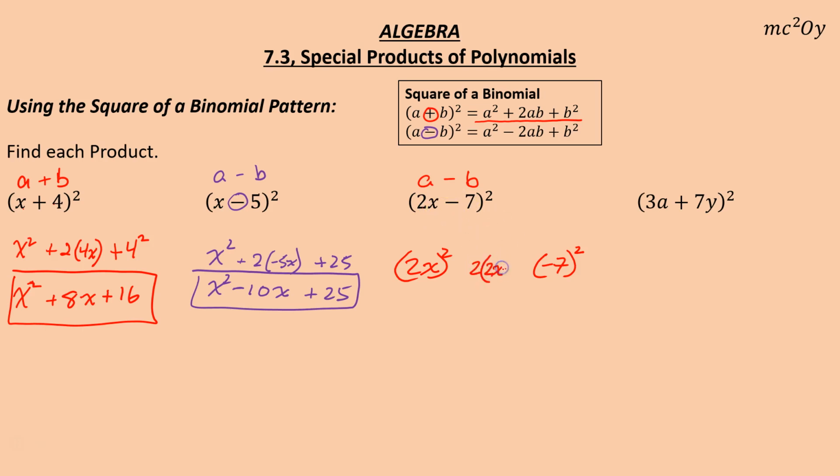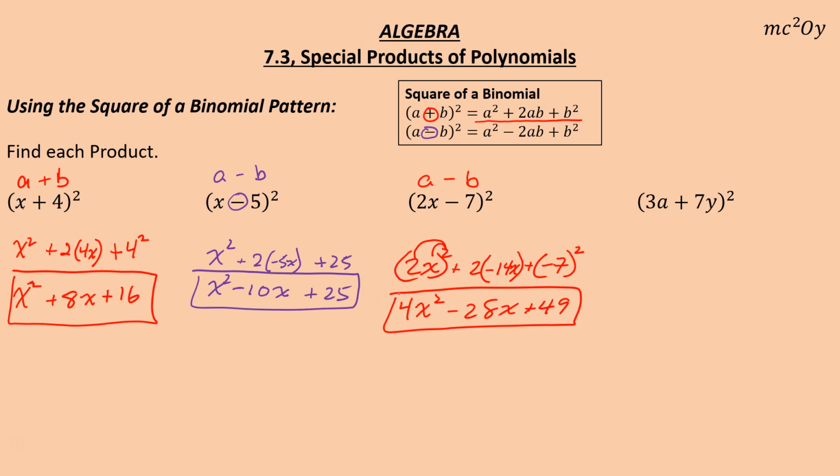Okay, 2x times negative 7. Okay, and rather than writing 2x times negative 7, I just write negative 14x. Okay, and so make sure you square both of those. That's 4x squared, and negative 28x, and positive, excuse me, 49.